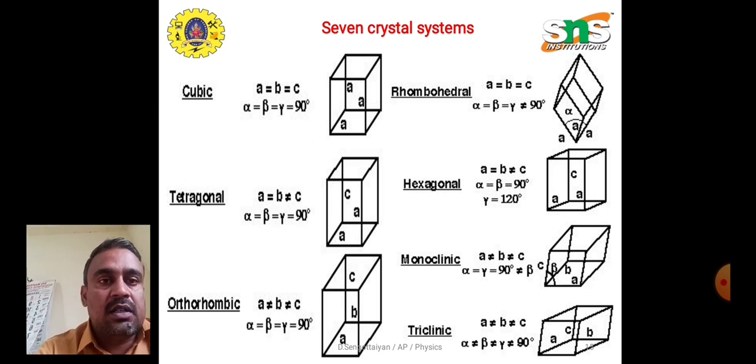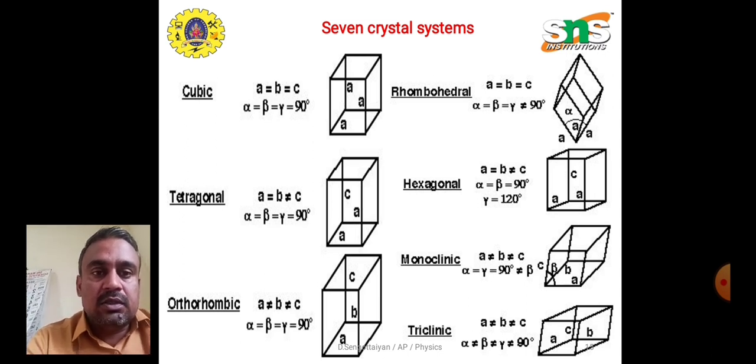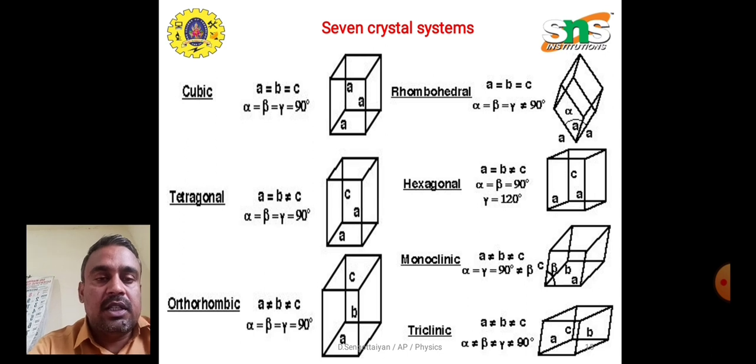The second one is tetragonal: a equal to b but not equal to c, so x and y are the same but not equal to the height, and alpha, beta, gamma are equal to 90 degrees. The next one is orthorhombic: a not equal to b not equal to c, so all the axis lengths are totally different, and the axial angles alpha, beta, gamma are equal to 90 degrees.